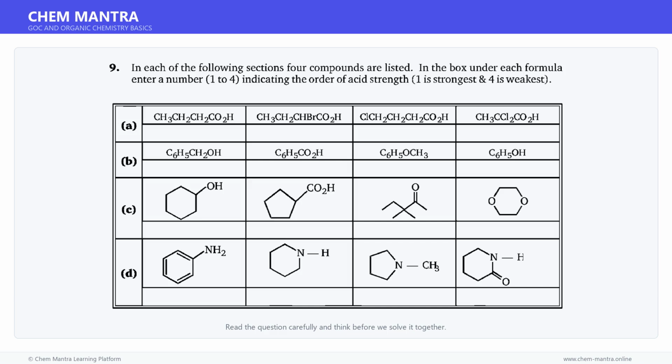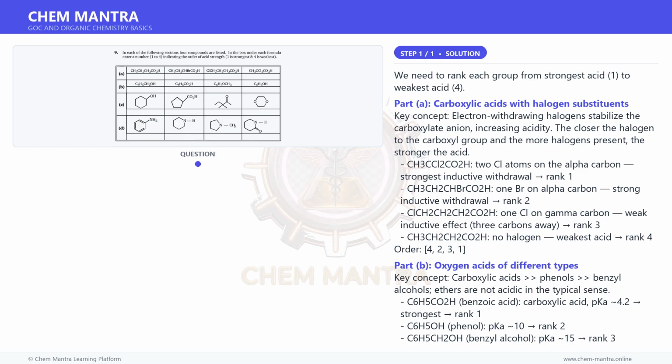Here is a matching type question on general organic chemistry. Study the items in both columns carefully. Try to work out the matching before we solve it together. Let us now begin solving this step by step. We need to rank each group from strongest acid, 1, to weakest acid, 4.